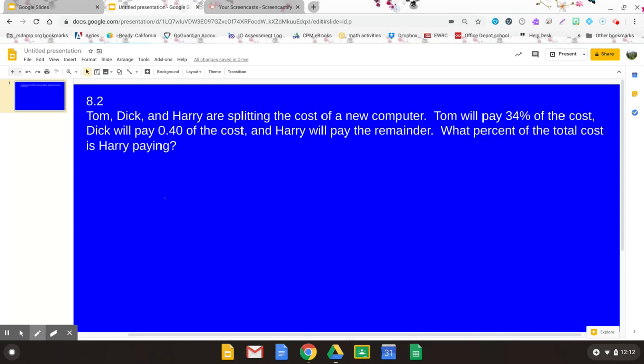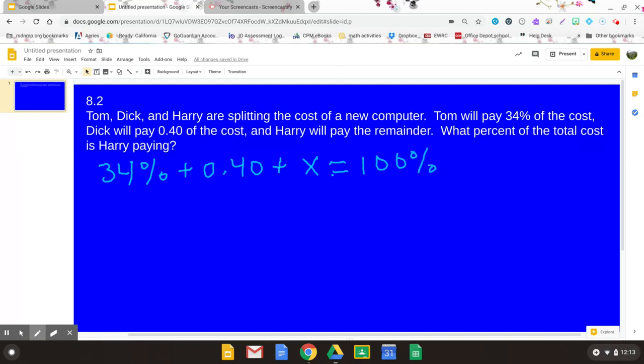So then write down what we know. We know that Tom is paying 34%. And we're going to add that to what Dick is paying, which is 0.40, plus what Harry is paying, which we don't know, so we'll call that X, and that is equal to 100%.